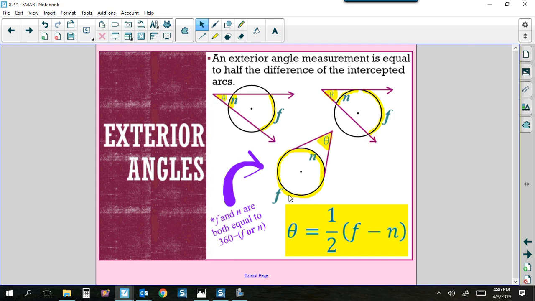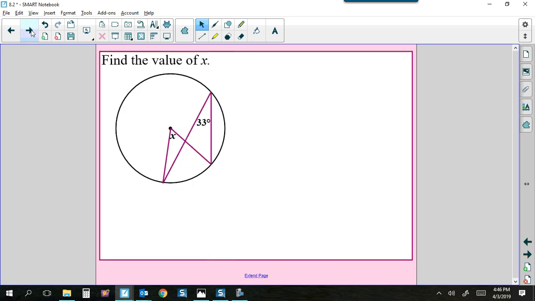If you only know one of these, for this picture only, you can do 360 minus the one you know to get the second arc. That would not work here because you can see we're not using parts of these circles. So, all right, for the rest of the notes, we're just going to be practicing these skills.